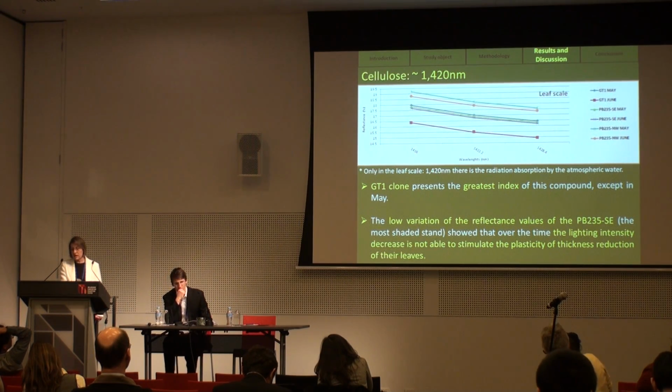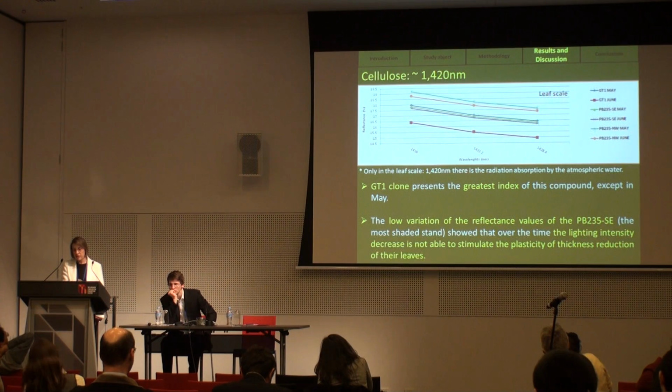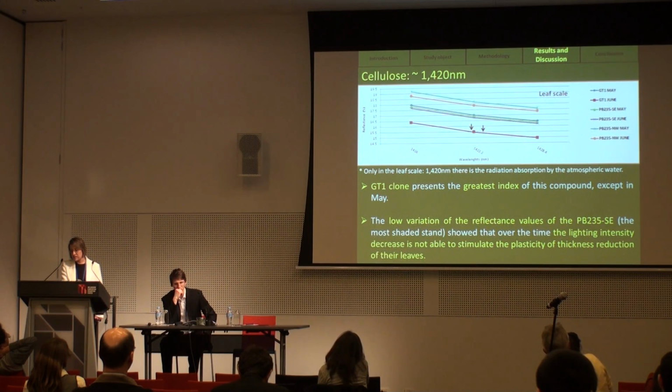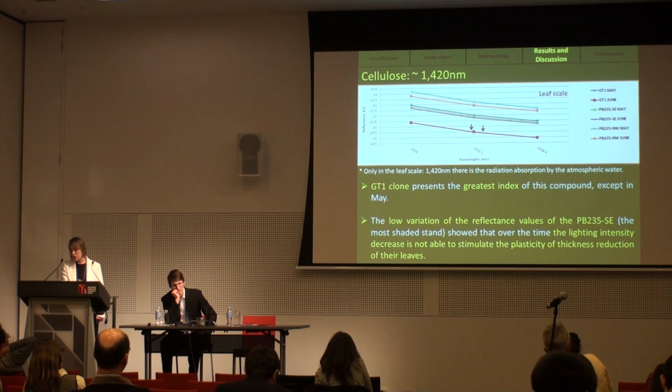For the cellulose, that measurement obtained only in the leaf scale, considering the peak of radiation absorption by the atmospheric water, it's possible to see that the GT1 clone presents the greatest index of this compound except in May. The low variation of the reflectance values of the PB southeast, the most shaded stand, showed that over the time the light intensity decrease is not able to stimulate the plasticity of thickness reduction of their leaves.